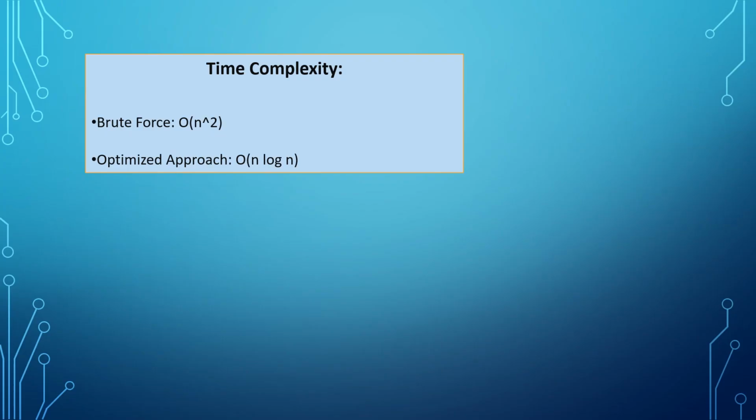Next, we come to the time complexity. Comparing the time complexity of both approaches, the brute force method has a complexity of O(n^2), while the optimized approach has a better complexity of O(n log n). This highlights the efficiency gains achieved by leveraging sorting and optimized searching techniques.